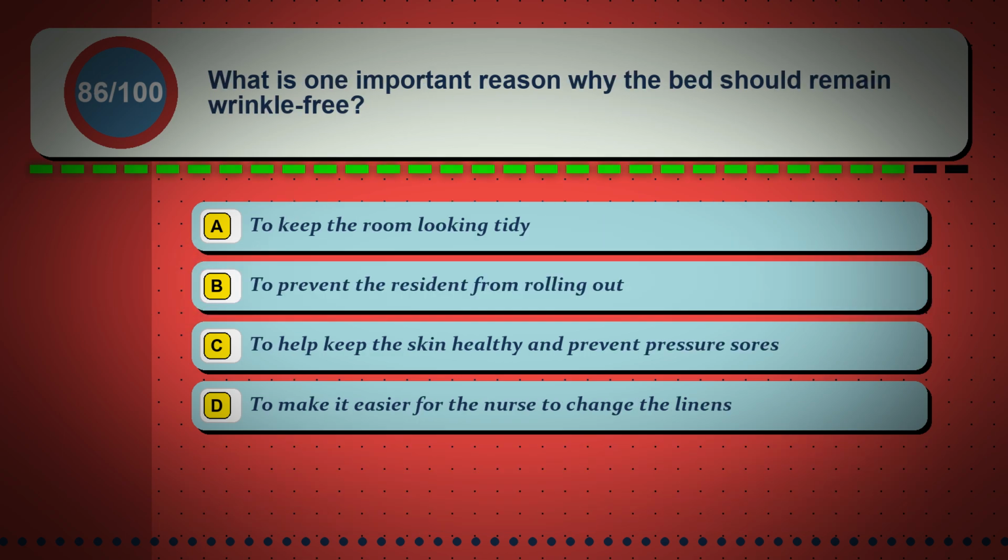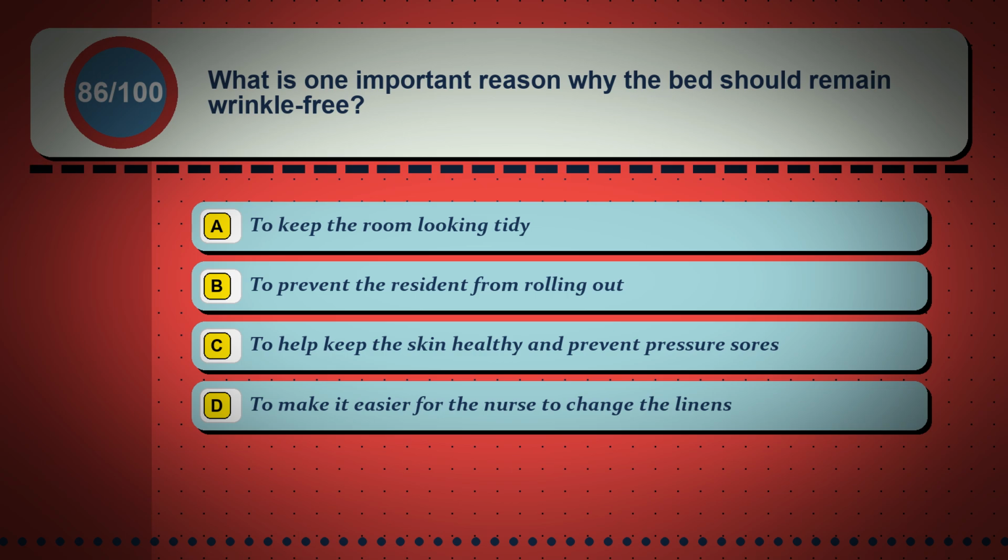Question 86. What is one important reason why the bed should remain wrinkle-free? Option A, to keep the room looking tidy. Option B, to prevent the resident from rolling out. Option C, to help keep the skin healthy and prevent pressure sores. Option D, to make it easier for the nurse to change the linens.